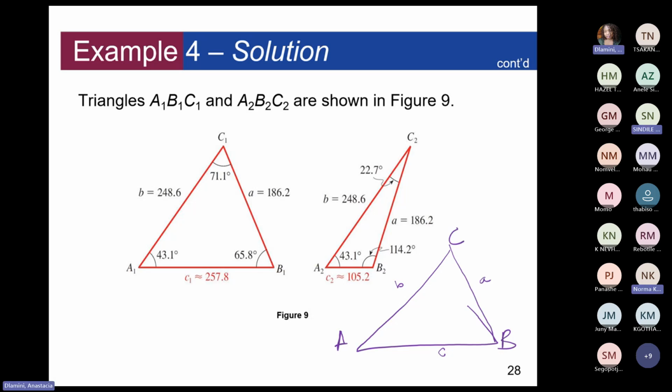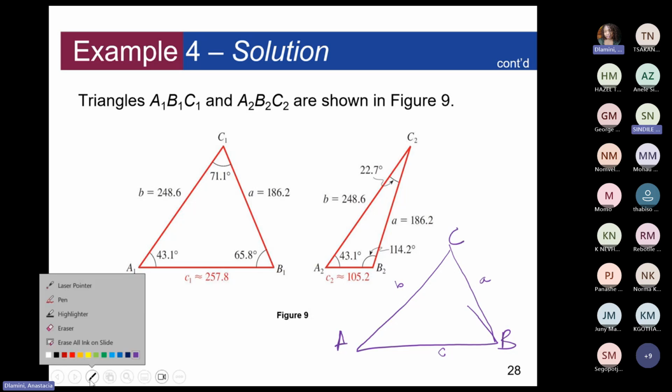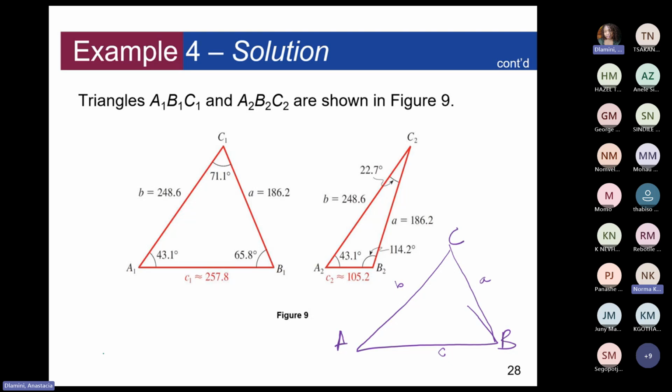Now, in the first case, remember, we only found 30 degrees, and then 150 was not working. So then we had one triangle. But in this case, we found two B's. Do you see that? When you find two B's, what happens is that another triangle is formed.